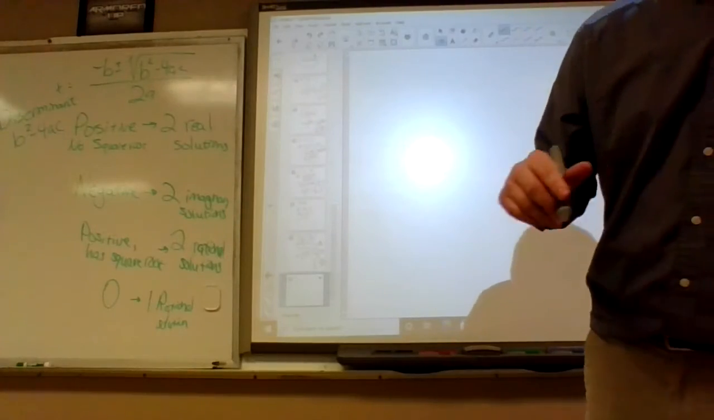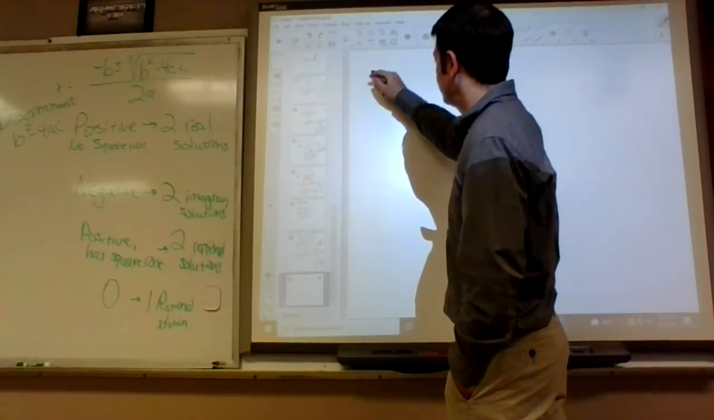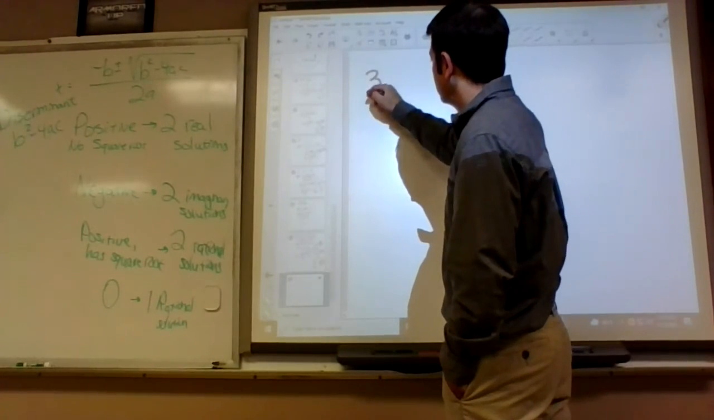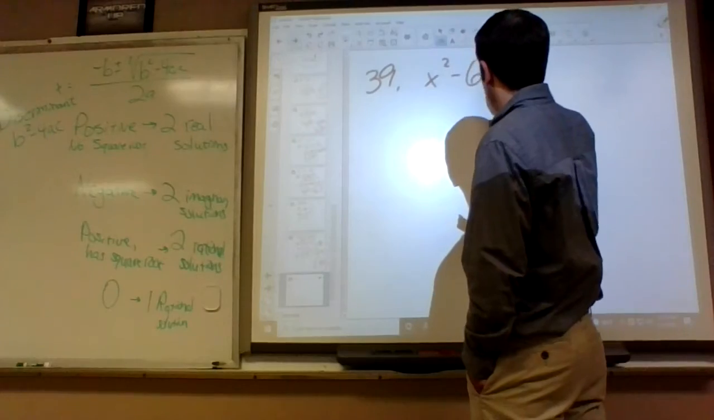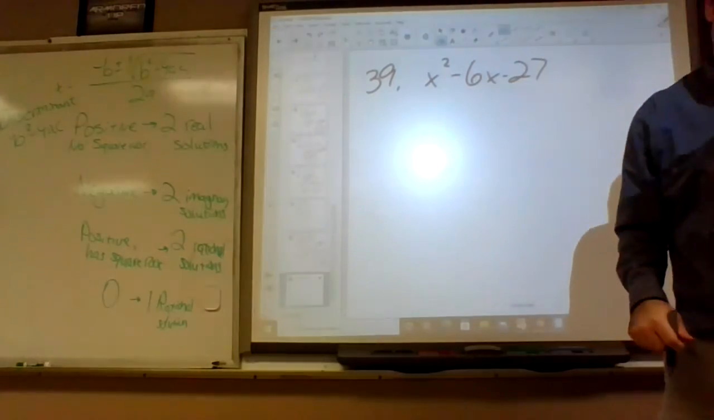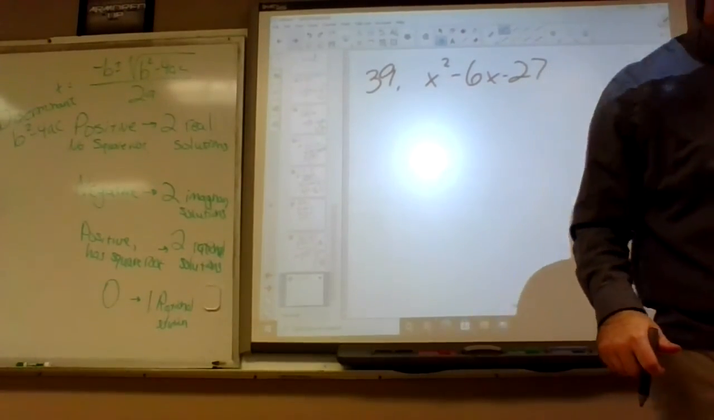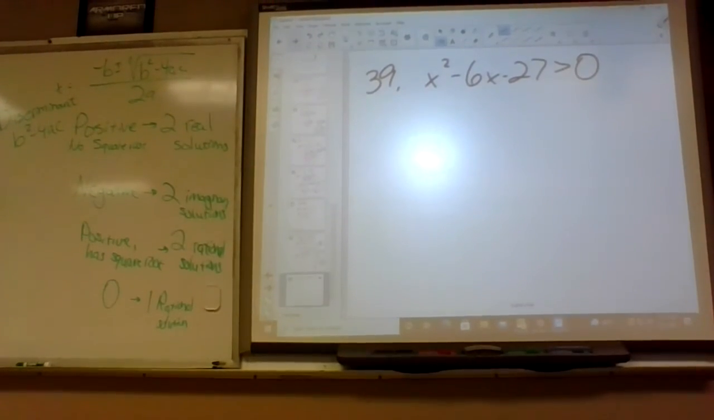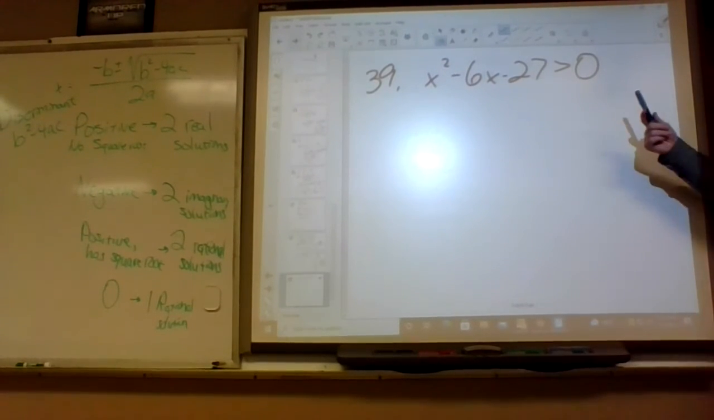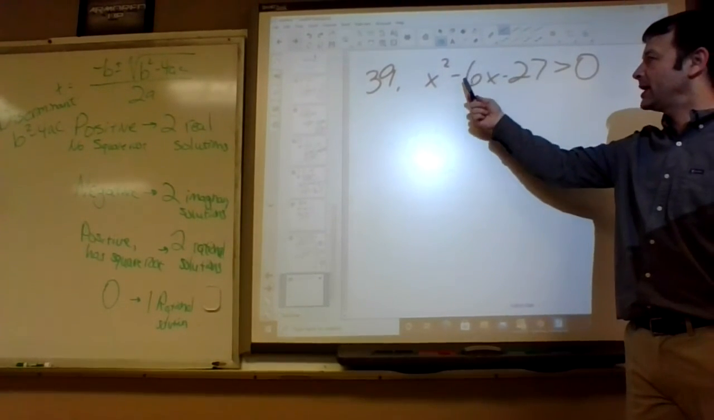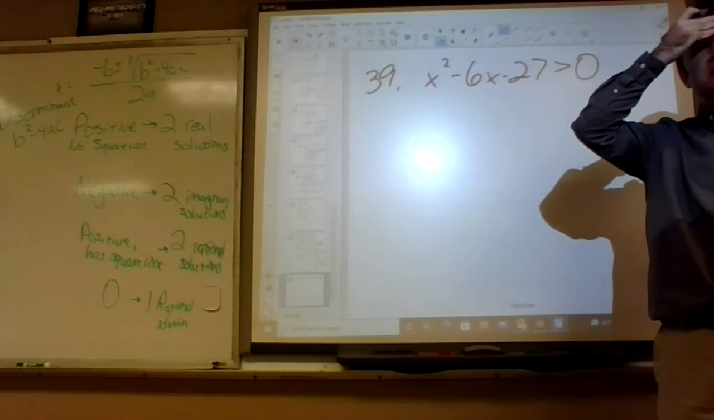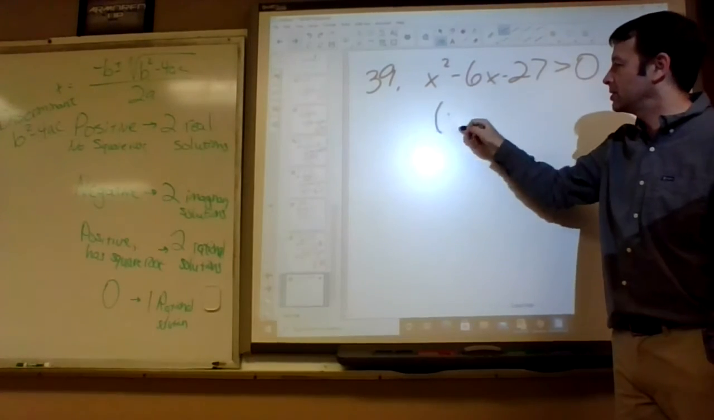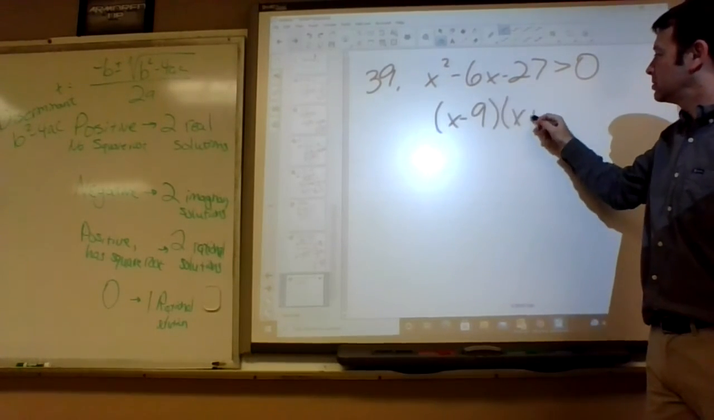Solve and graph. x squared minus 6x minus 27. So you solve it like it was an equation, but the solution is not the same as an equation. So let's start by saying, does this factor? What goes into negative 27 that could add up to negative 6? 9 and negative 3. No, negative 9 and positive 3. It's tough.